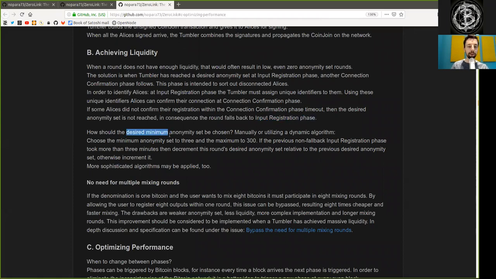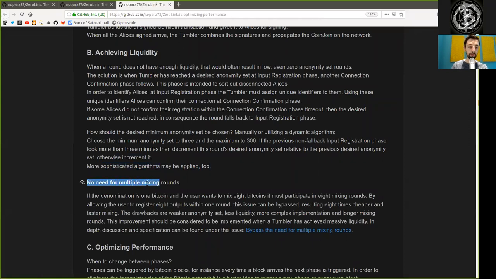How should the desired minimum anonymity set be chosen? Manually or utilizing a dynamic algorithm? Set the minimum anonymity set to 3 and the maximum to 300. If the previous non-failback input registration phase took more than 3 minutes, then decrement this round's desired anonymity set relative to the previous desired anonymity set, otherwise increment it. More sophisticated algorithms may be applied too.